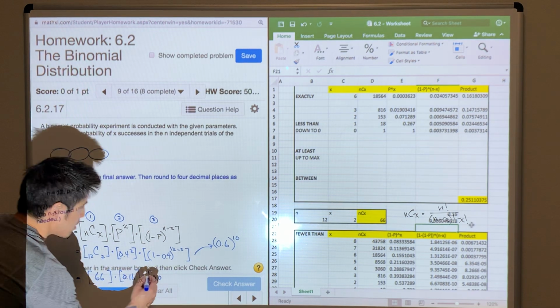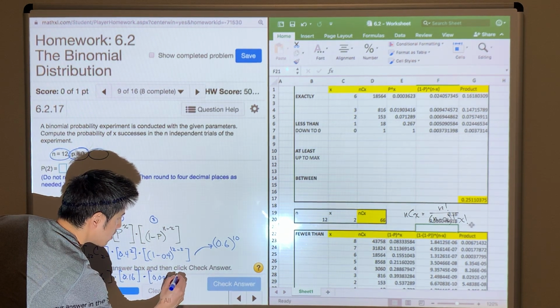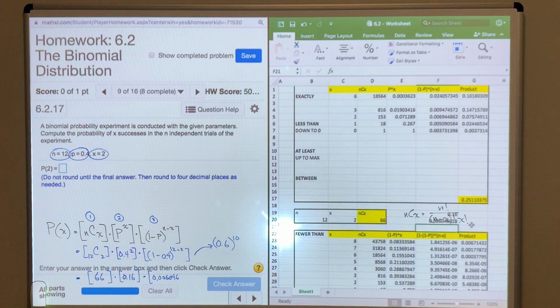0.006046618. And I just missed that. 0.006046618.